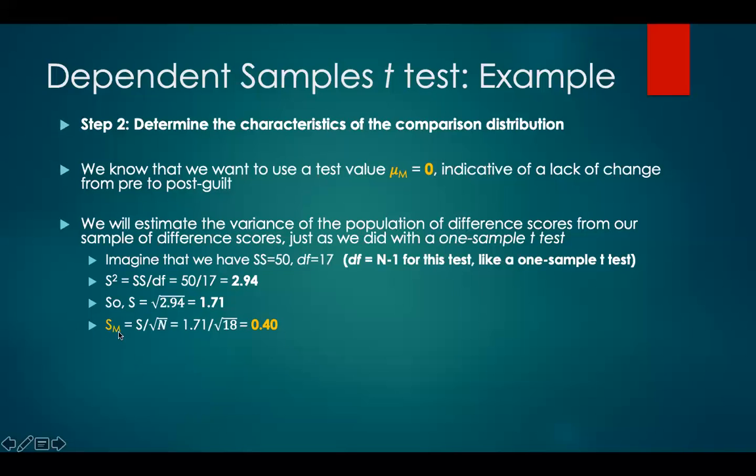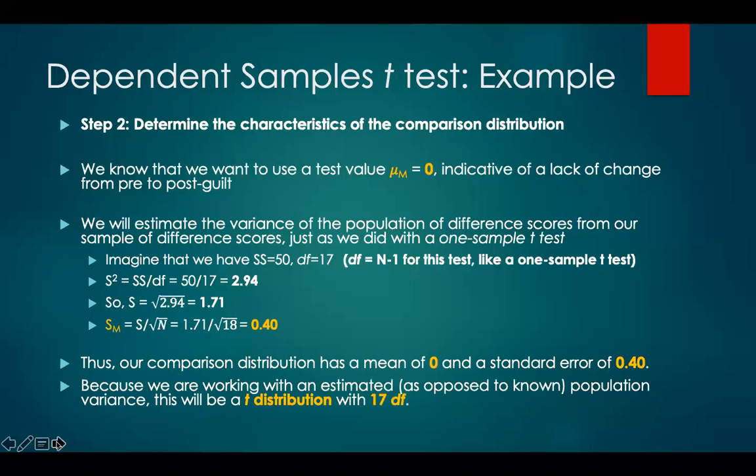Now to find the standard error of the mean, we divide s by radical n. So 1.71 divided by radical 18, and our standard error of the mean here is 0.40. Thus our comparison distribution has a mean of 0 and a standard error of 0.4. Because we are working with an estimated as opposed to known population variance, this will be a t-distribution with 17 degrees of freedom.